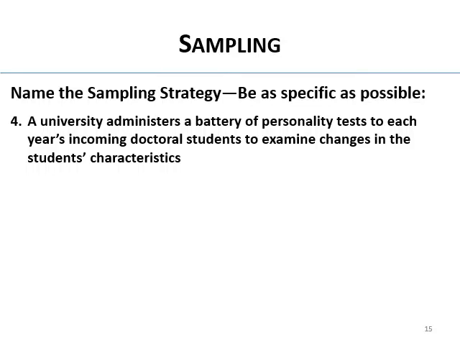A university administers a battery of personality tests to each year's incoming doctoral students to examine changes in the students' characteristics. All right, so it's kind of like they're a group but different people in this group are being measured each year over time. Trend sampling.